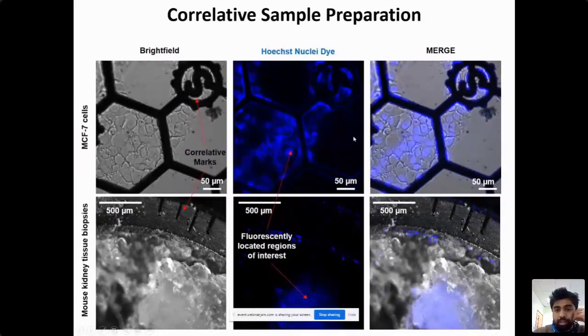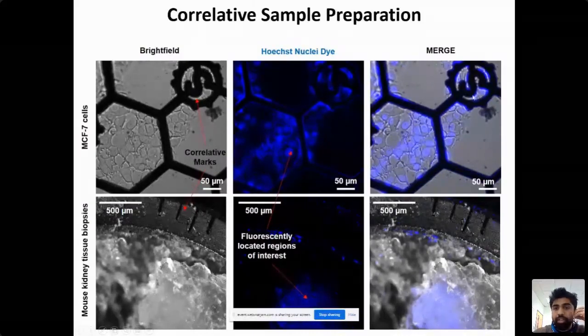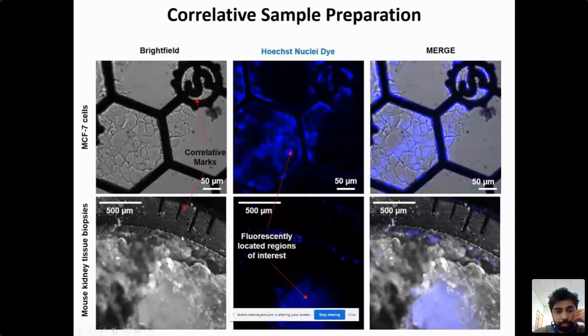And basically, you can figure out between these bright field and fluorescent microscopes, you can look at the nuclear area based on these correlative marks, such as S and dots over here.